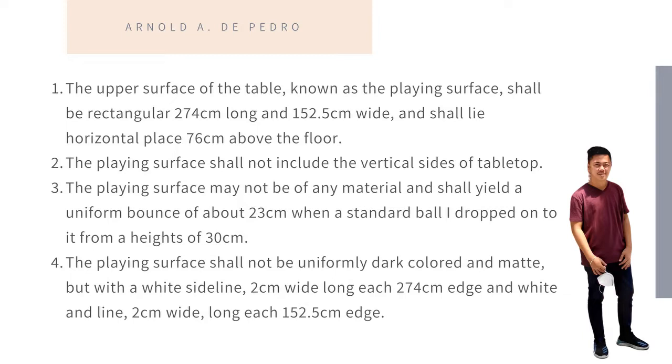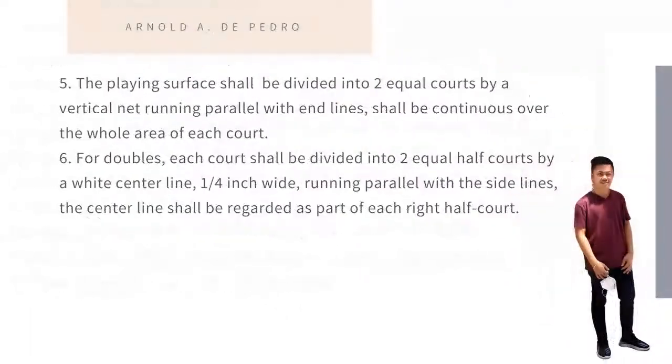Number 4. The playing surface shall be uniformly dark colored and matte, but with a white sideline, 2 cm wide along each 274 cm edge, and a white end line, 2 cm wide along each 152.5 cm edge. Number 5. The playing surface shall be divided into two equal courts by a vertical net, running parallel with the end lines, and shall be continuous over the whole area of each court.